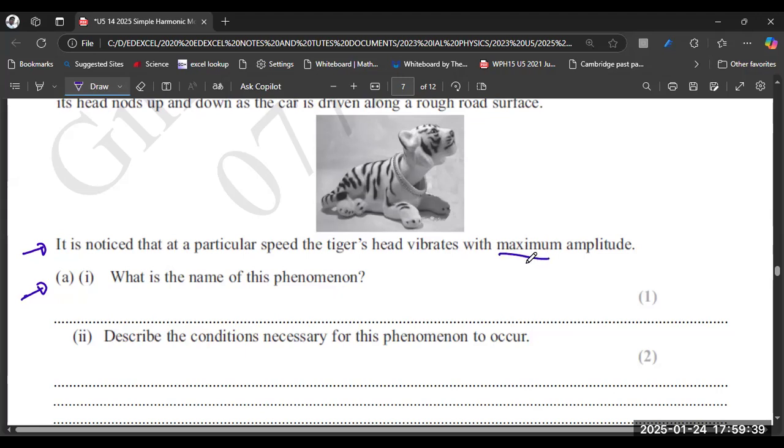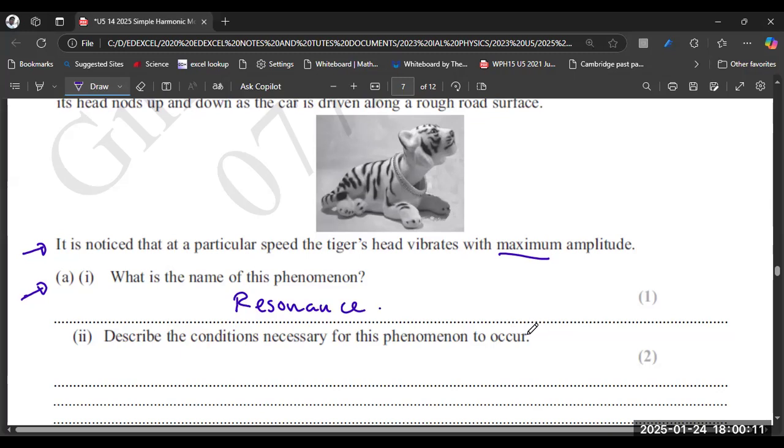The phrase maximum amplitude is seen, isn't it? When we read maximum amplitude, what comes to your mind? Resonance. Describe the conditions necessary for this phenomenon to occur.